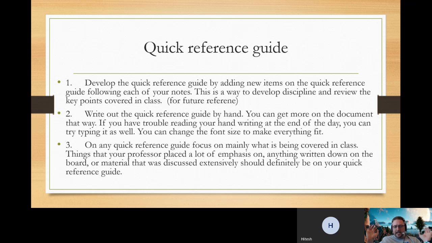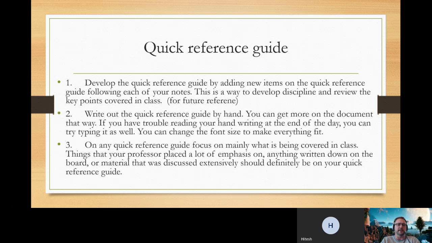So again, the quick reference guide, I highly recommend you have these around when you're taking the test. Develop the quick reference guide by adding new items following each of your notes. That is a way to develop discipline and review key points. That's something you want to do for future reference, but hopefully you've been keeping up with the notes that are on It's Learn, that are on YouTube. You want to do one for each of those.